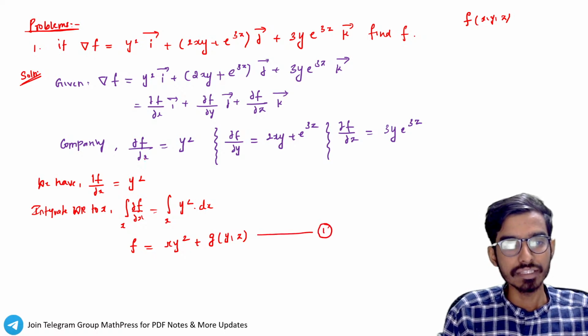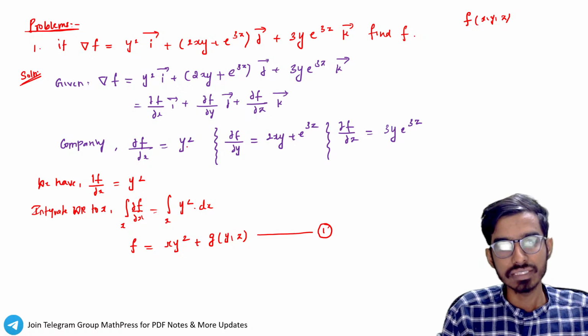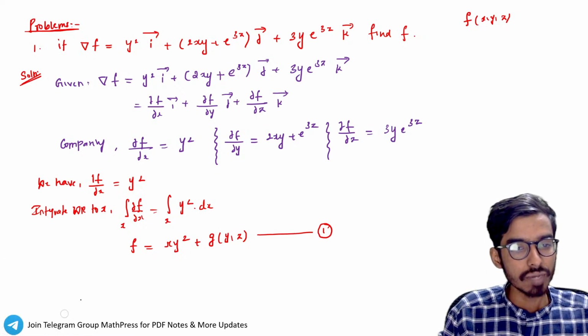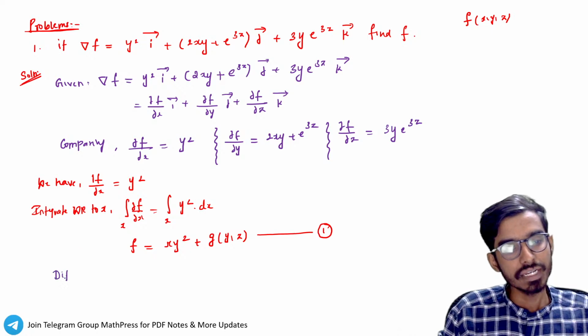So I'm just taking this function and integrating with respect to x. We have x y square plus, because there is no x term here, the integration of dx is x, plus some function g of y comma z, right? Now I'm going to differentiate this partially with respect to y.